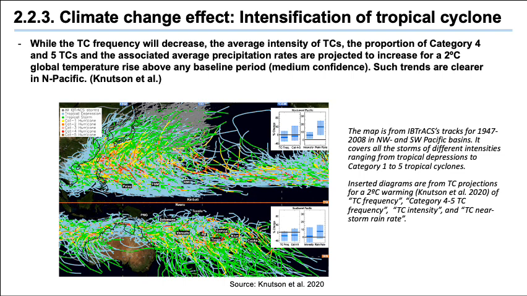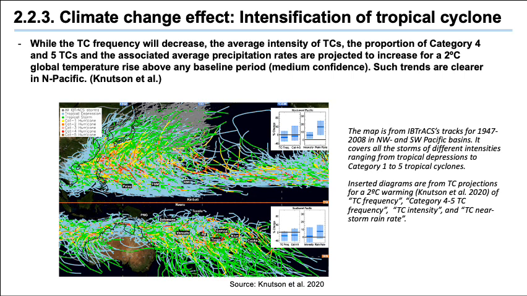This slide shows the climate change effect, intensification of tropical cyclone. The average intensity of tropical cyclones, proportion of Category 4 and 5 tropical cyclones, and the associated average precipitation rates are projected to increase for the 2-degree global temperature rise above any baseline period.